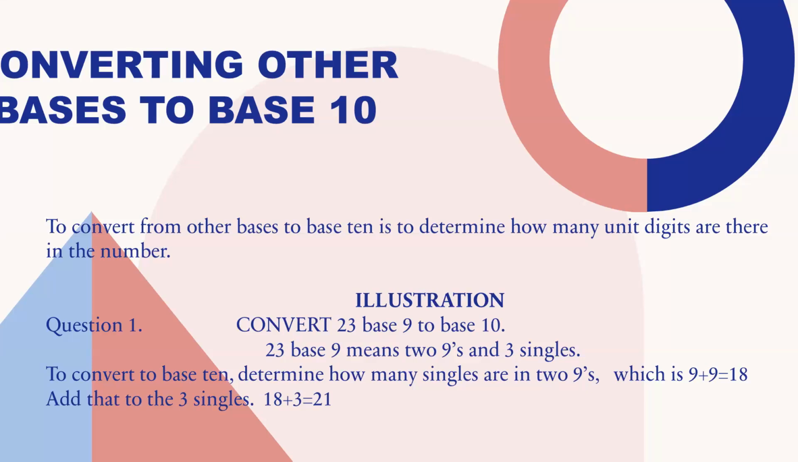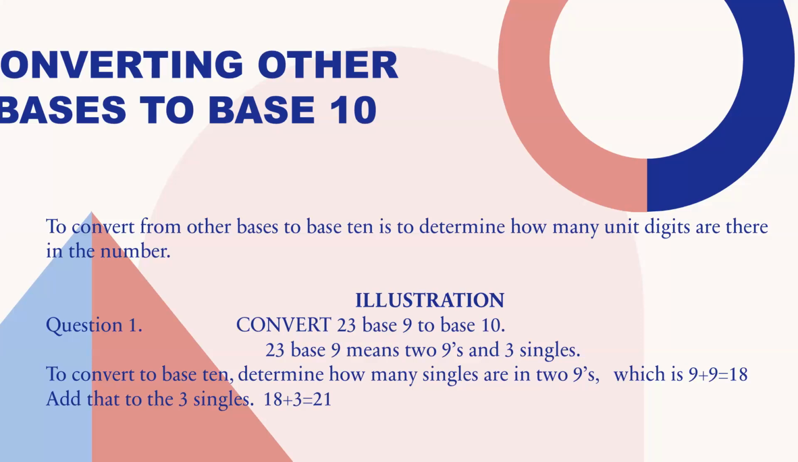So it means that with the 2 bundles of 9s, you can get 18 singles. Then with the 3 singles, it's already 3. So if you add the 18 singles to the 3 singles, you should get 21, as you can see on the screen.